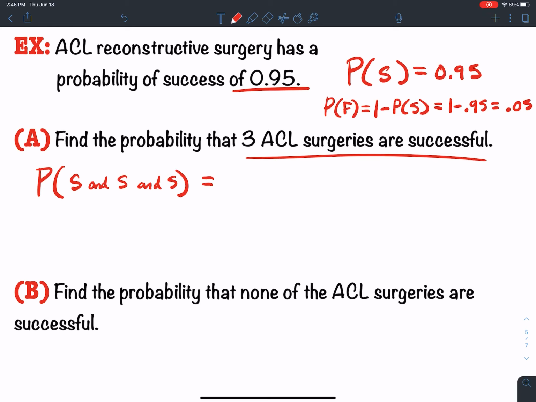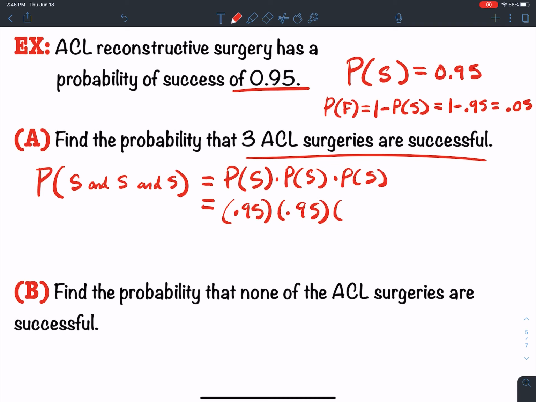We're going to assume that the surgeries are independent of each other, so one surgery does not affect the chance of success for another surgery. Therefore, we use the independent rule that says I multiply probability of success times probability of success times the probability of success. So this is 0.95 times 0.95 times 0.95. When I multiply this out, I get roughly 0.857.